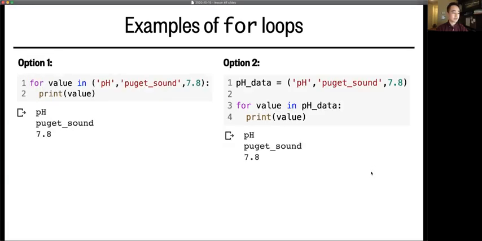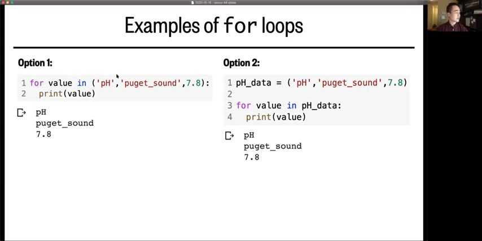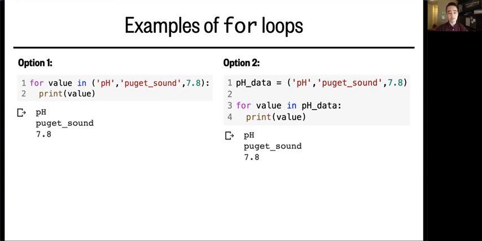So here's another example of a for loop iterating over the tuple that I showed earlier. For every value in the tuple pH, Puget Sound, 7.8, colon, new line, indent, print that value. And here it loops 3 times and it prints pH, Puget Sound, 7.8. And again, same thing on the right, you've saved that tuple as a variable called pH data, and so you can iterate over that variable with the same results.